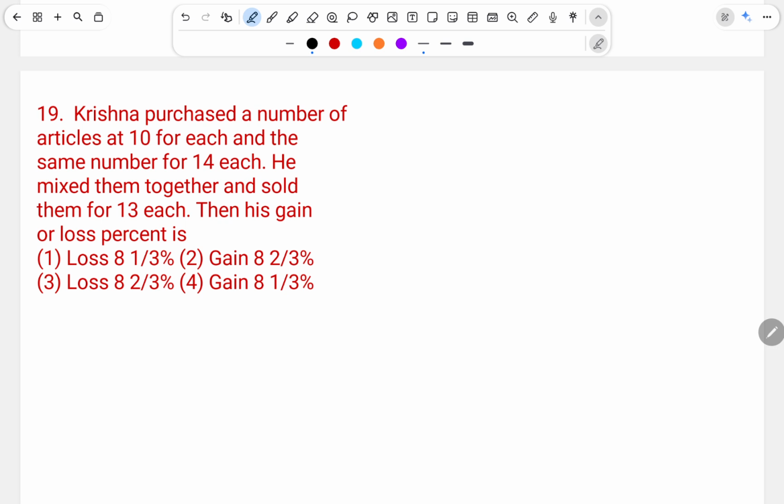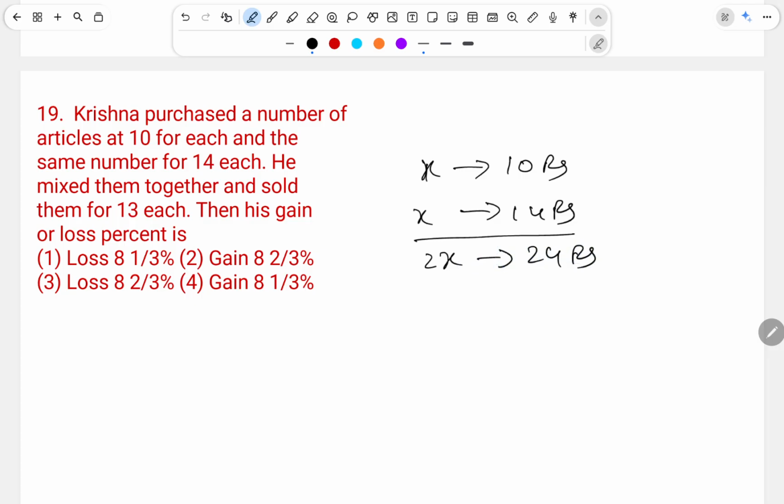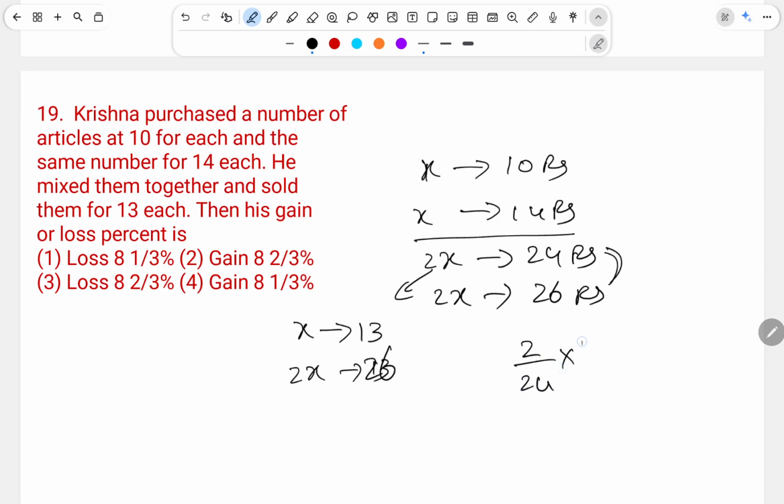Read the question again. Krishna purchased a number of articles at 10 rupees. 10 rupees articles are X. And again the same number for 14 rupees. So total 2x articles for 24 rupees. Then he sold them for 13 each. Means if X articles are sold for 13 rupees, then 2x articles for 26 rupees. His gain is 2 rupees over 24 rupees into 100. That simplifies to 8 1 by 3, which is our answer. Gain of 8 1 by 3 percent.